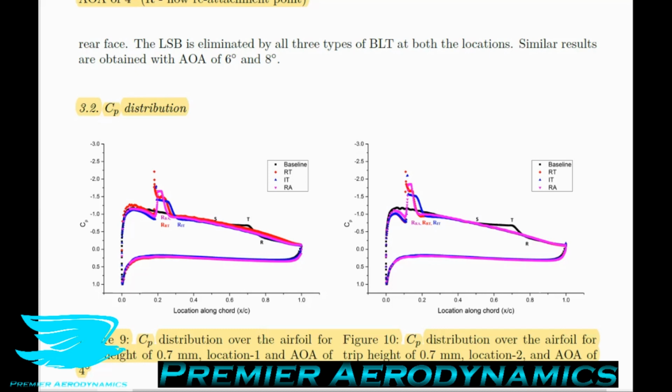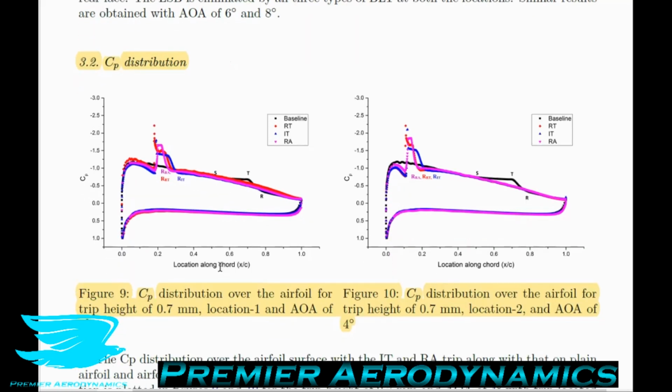And the CP distribution, so the pressure coefficient distribution, for the airfoil with the right angled trip is flatter than that for the airfoil with the other two types of trips. So the isosceles triangle not only has this slightly lower peak in this low pressure zone, but it also takes longer for it to dissipate back to what you'd expect over the airfoil and meet the regular baseline situation here.